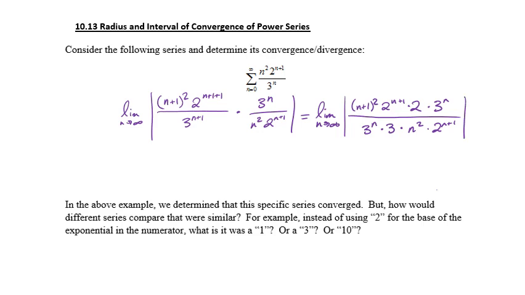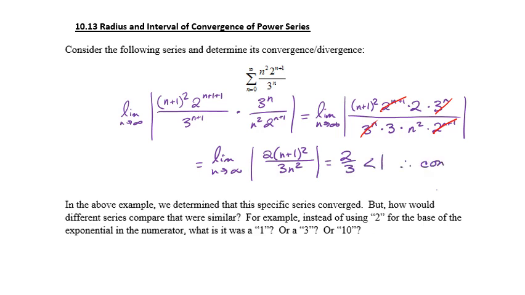Then we cancel whatever we can. So in this case, it's going to be 2 to the n plus 1, 3 to the n. That's it. So we can rewrite this as the limit as n approaches infinity of 2(n plus 1) squared over 3n squared. Well, this is same degree, divide coefficients, because there's an n squared in the numerator and in the denominator. So this would end up being 2/3, which is less than 1, so it converges.